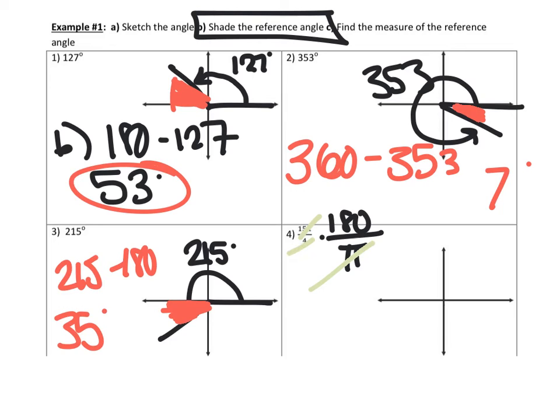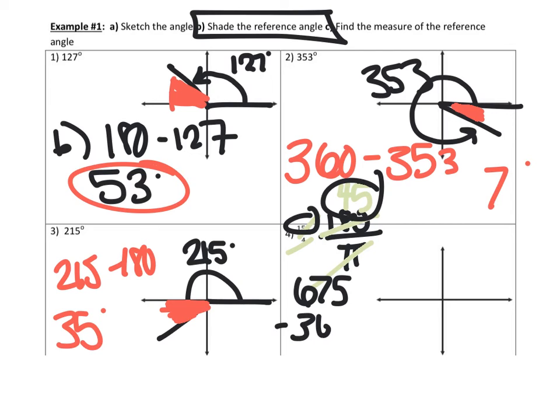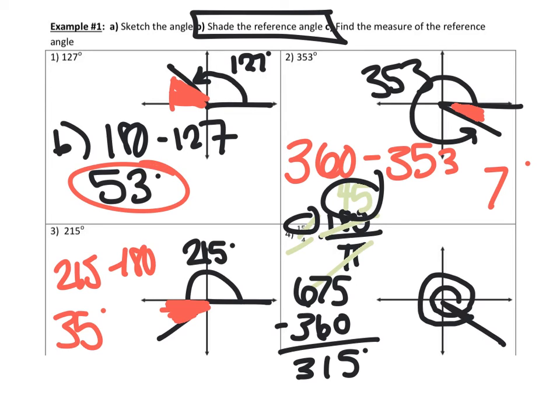Let's see. I'm going to say 4 goes into 180. How many times? 4 goes into 16 4 times, and it gives me a leftover of 5, so I'm going to say that's 45, and now I'm going to take my 45 times my 15, and that's going to get me 675. Now clearly that's too big, so that's saying it's going to go around once, and I'm going to take out 360 because it goes around once, and that gives me 315. So I went around once, and then I'm going to go 315, and say how far am I from the x-axis? 45 degrees.